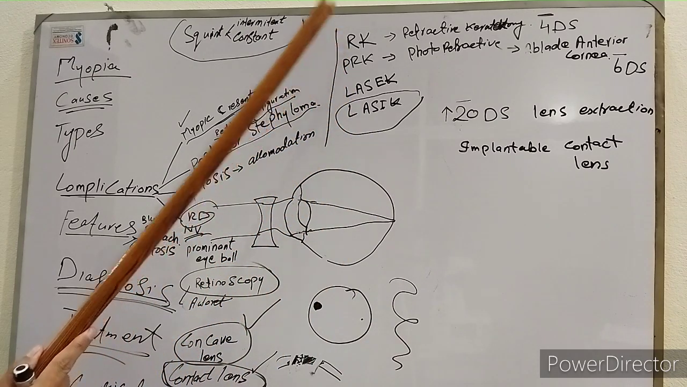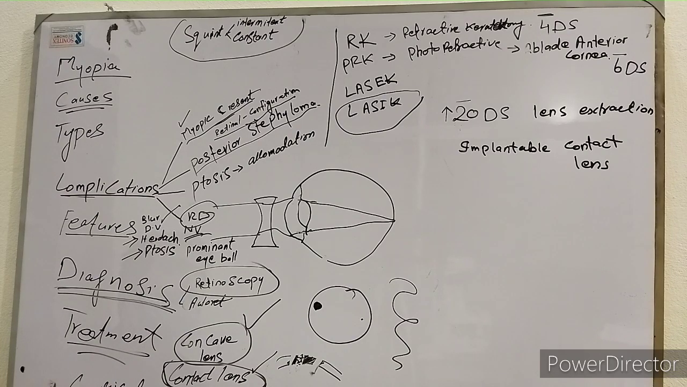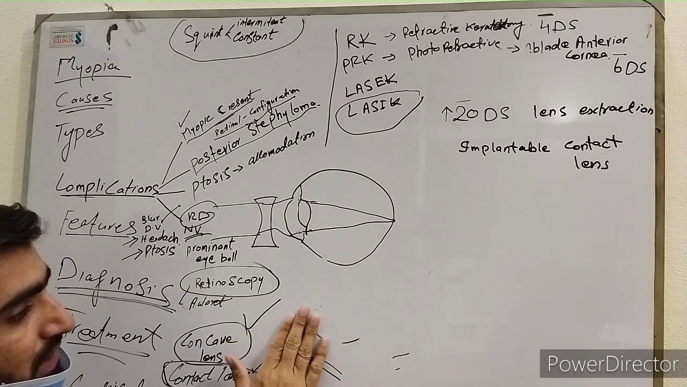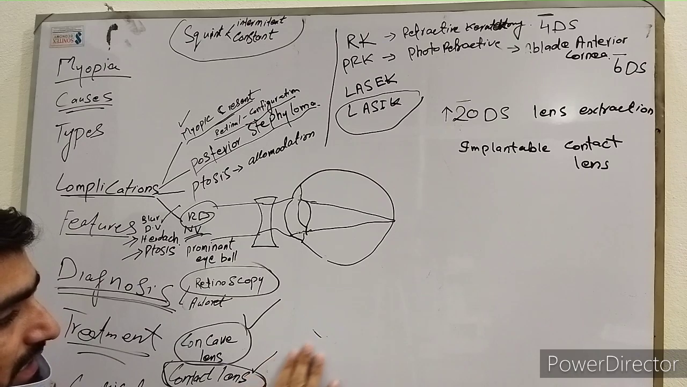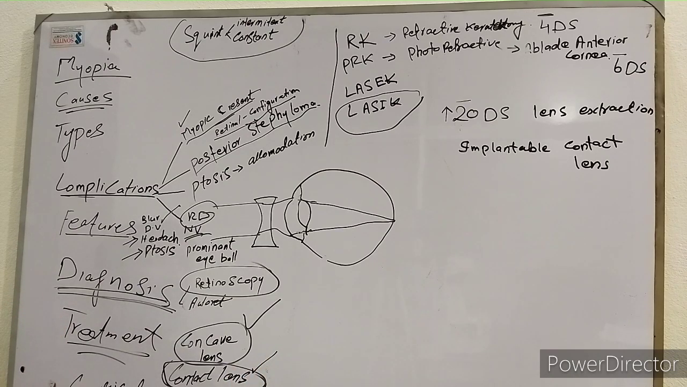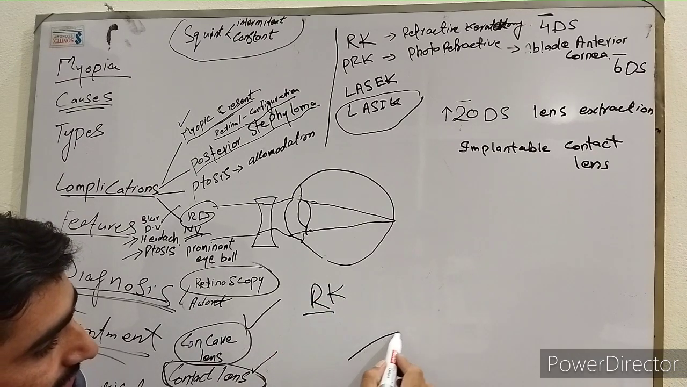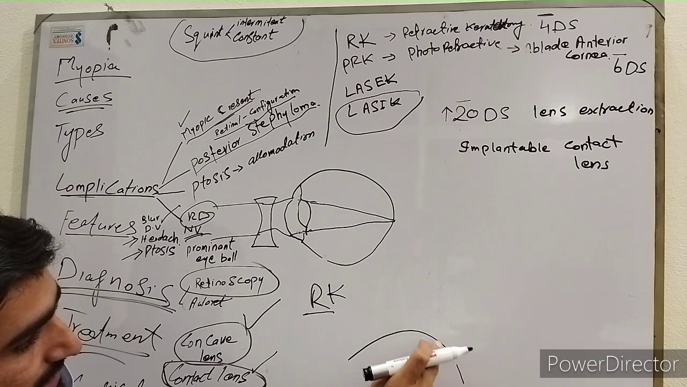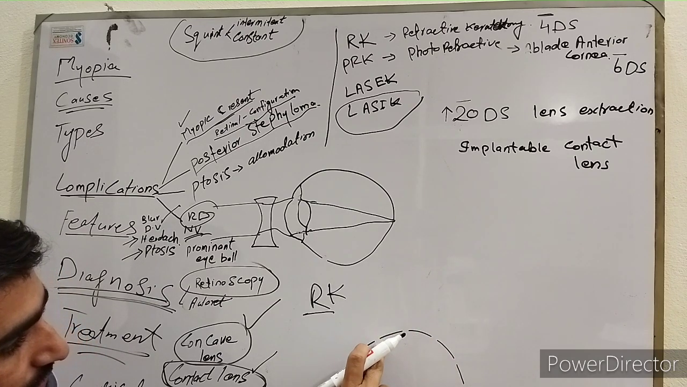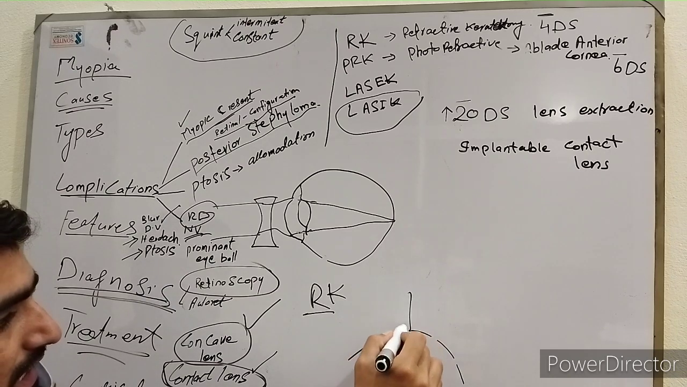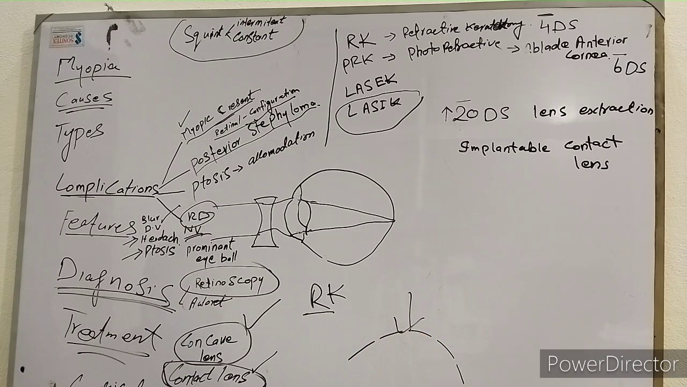This is RK, radial keratotomy. In this case we can treat myopia up to -4 diopters. It decreases your refractive error up to -4 diopters. In this procedure, this is our cornea, and we cut the cornea at different positions with the help of a knife. In this case, refractive error decreases. This is called radial keratotomy. Here refractive error decreases up to -4 diopters.